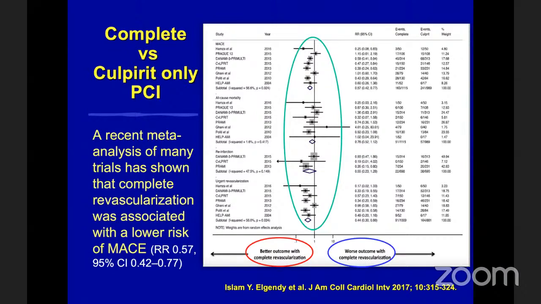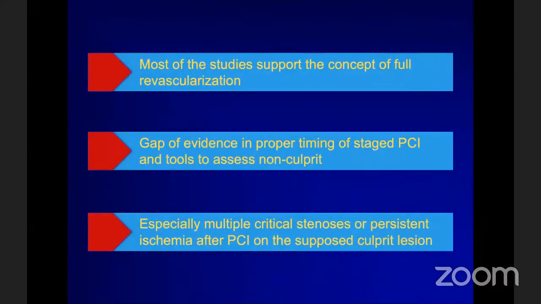A recent meta-analysis of many trials shows that complete revascularization was associated with a lower risk of MI, stroke, and death. If we see here in the green circle, we will find most of the trials suggest the concept of better outcome with complete revascularization. But most of these studies support the concept of full revascularization, but there is a gap of evidence in the proper timing of staged PCI and the tool to assess the non-culprit lesion.